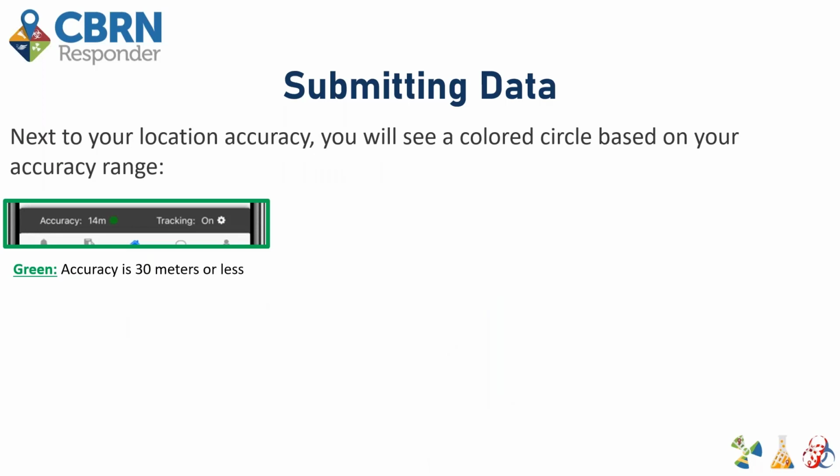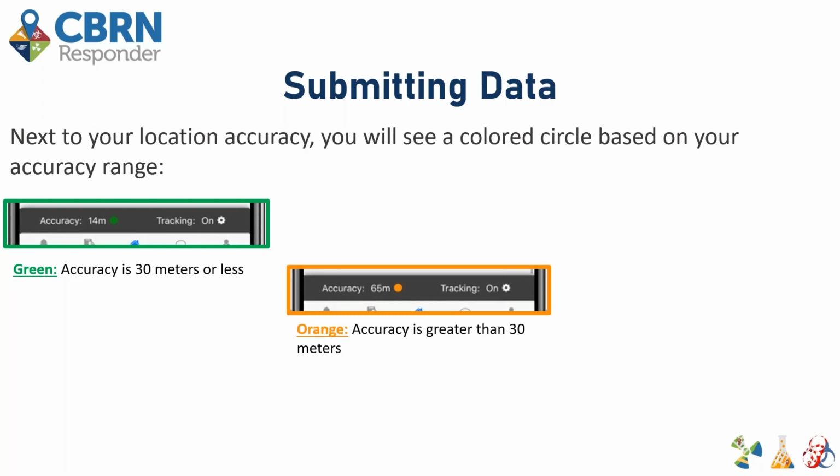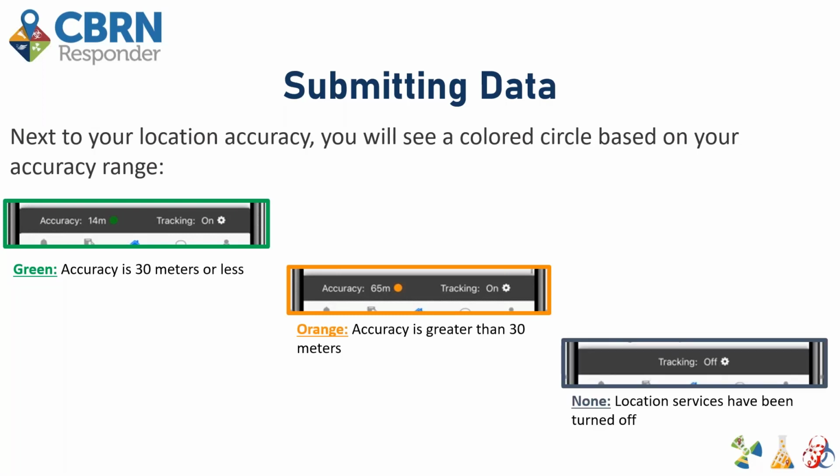Next to that accuracy number, you'll also see a colored circle based on your accuracy range. So if it's green, that indicates that your accuracy is 30 meters or less. Orange, your accuracy is greater than 30 meters. Or if there is none, that indicates that your location services have been turned off.